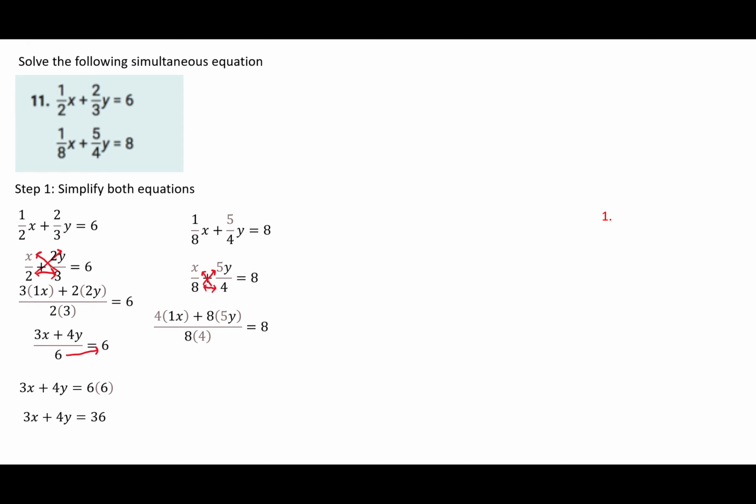Let's multiply out our brackets. 4 times 1x gives me 4x, plus 8 times 5 gives me 40y, all over 8 times 4, which is 32. And this is all equal to 8. On the left-hand side, we can continue to simplify our fraction. We do this by dividing each term on the left-hand side by a common factor. Let's divide everything by 4. We're left with x plus 10y over 8 is equal to 8.